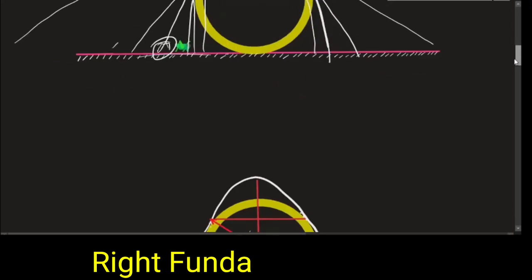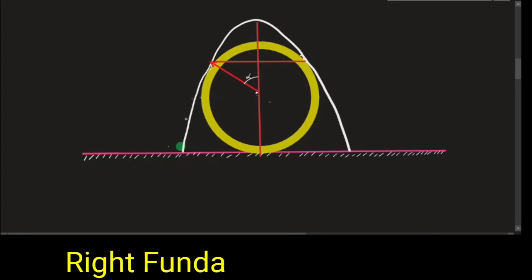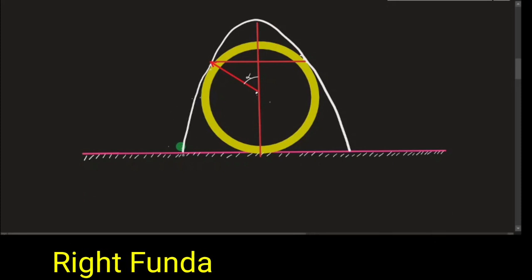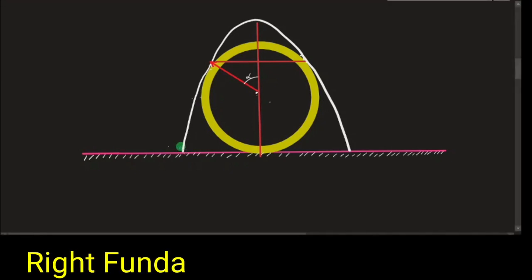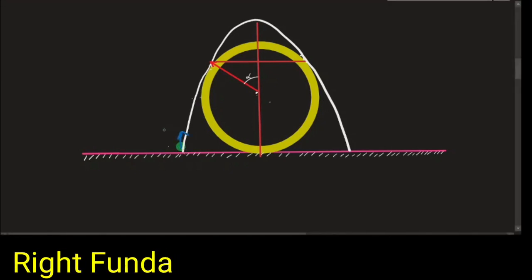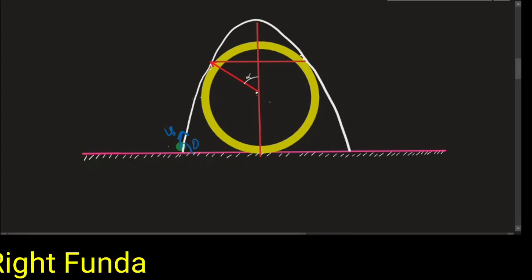So let's solve this. How to solve this one? Suppose I assume that it starts here, and initially the speed is v naught, and the angle it makes is theta. It starts with speed v naught, and it goes in the air, just grazing over this point. I've taken a point, this one.